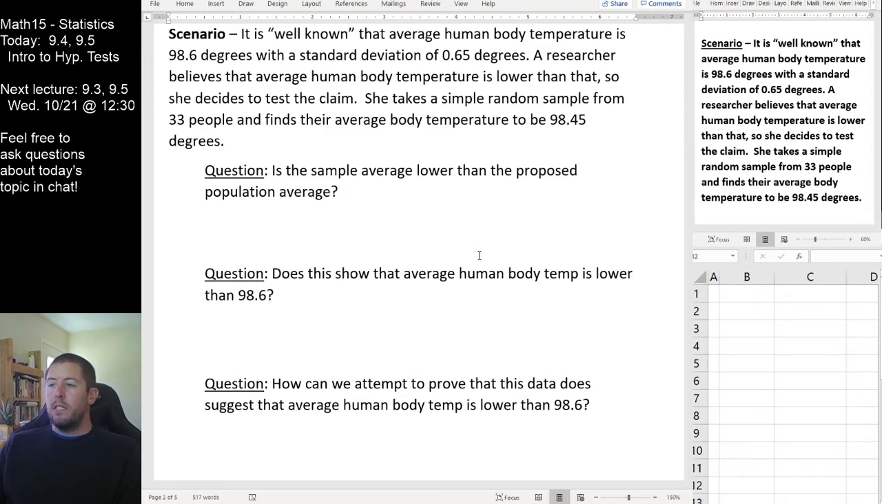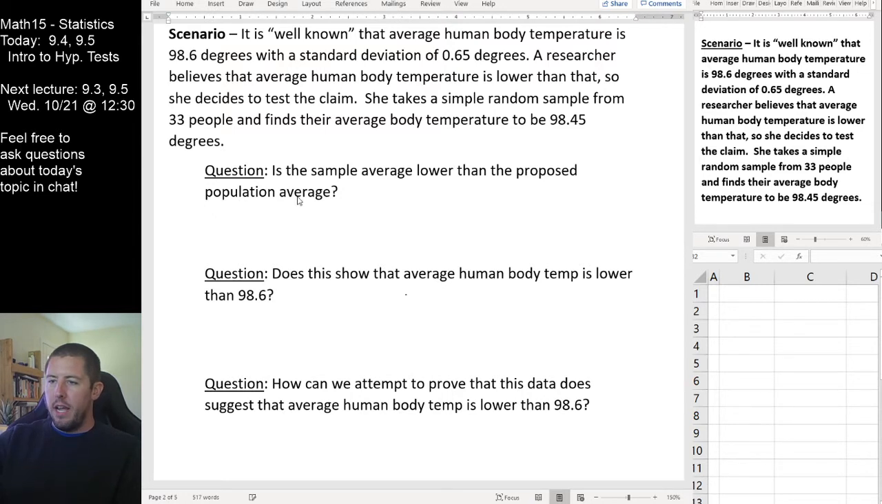So let's suppose that a researcher believes that average human body temperature is actually lower than that. And so the researcher decides she wants to test this claim. She's going to take a simple random sample from 33 people, and she's going to find that their average body temperature is 98.45 degrees. So let's ask a couple questions about this scenario. First question we're asking here, is the sample average lower than the proposed population average?